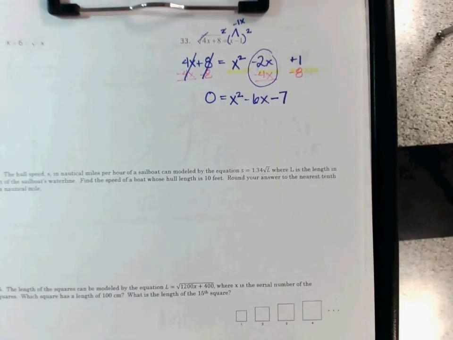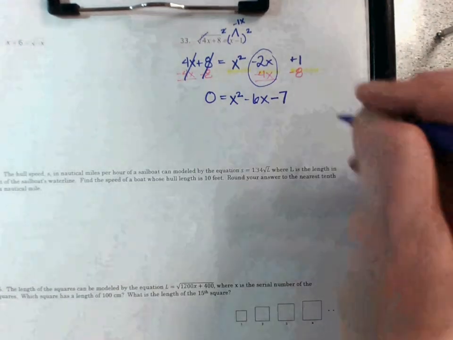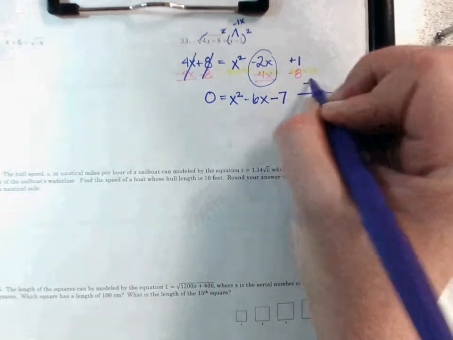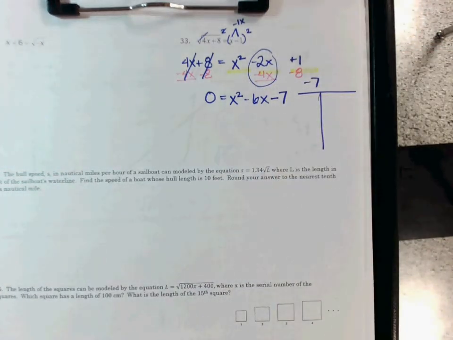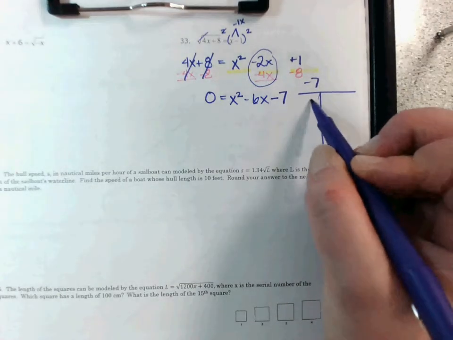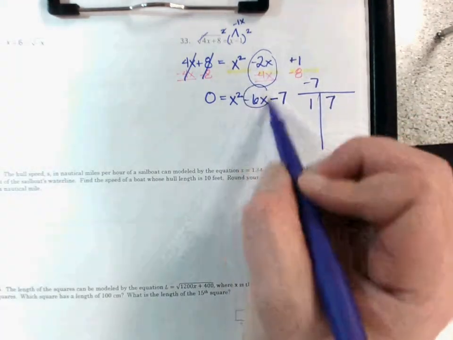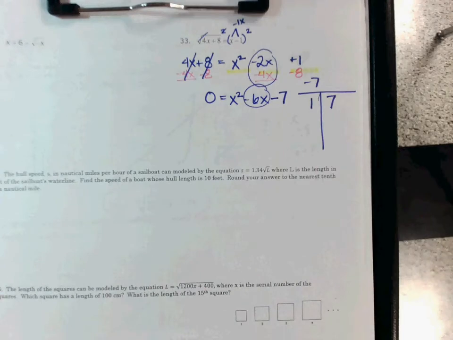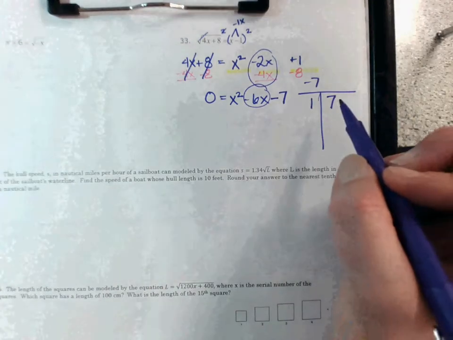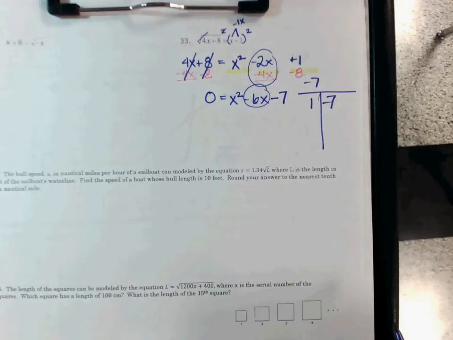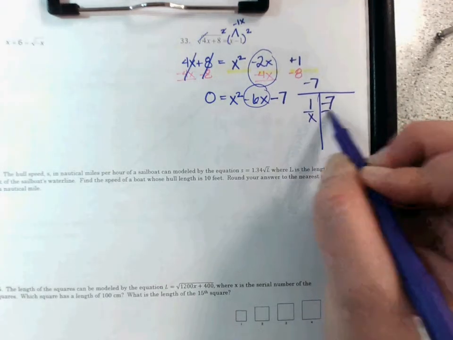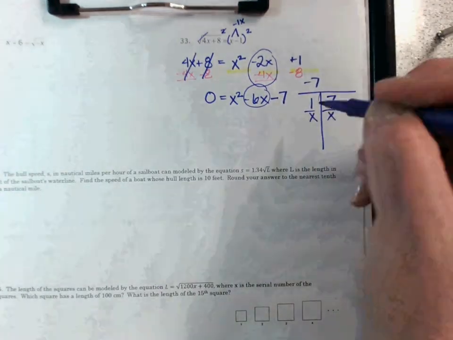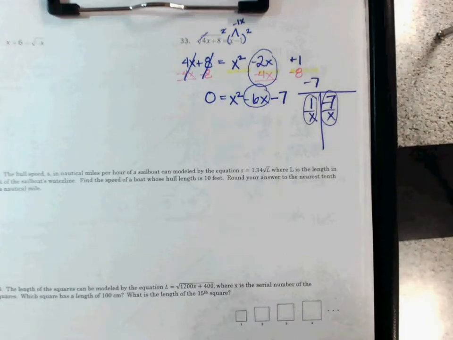And now that everything is gone off that left side, we crossed everything out. It's equal to 0. I can t-chart. Okay? Set up your chart. Negative 7 on the top. What are my factors for 7? Only one pair. 1 and 7. If I want to get a minus 6 in the middle, where do I put the minus? On the 7. Good. Then I divide both sides by x. And I'll get x plus 1 and x minus 7.